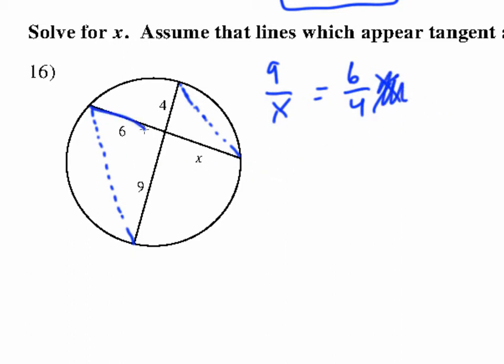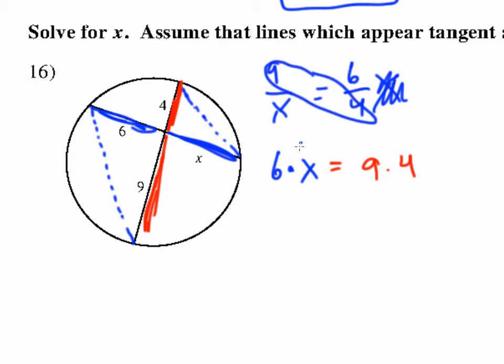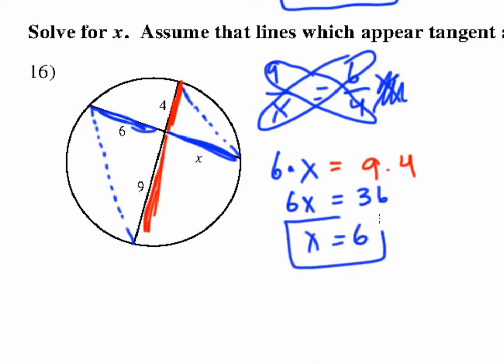You can simply say that 6 times x, this times this, equals this times this, 9 times 4. And why can we do that? Because really, you're just cross-multiplying, right? 9 times 4 equals 6 times x. This times this equals this times this for two chords intersecting inside a circle. So 6x equals 36. Divide both sides by 6, and you get x equals 6.